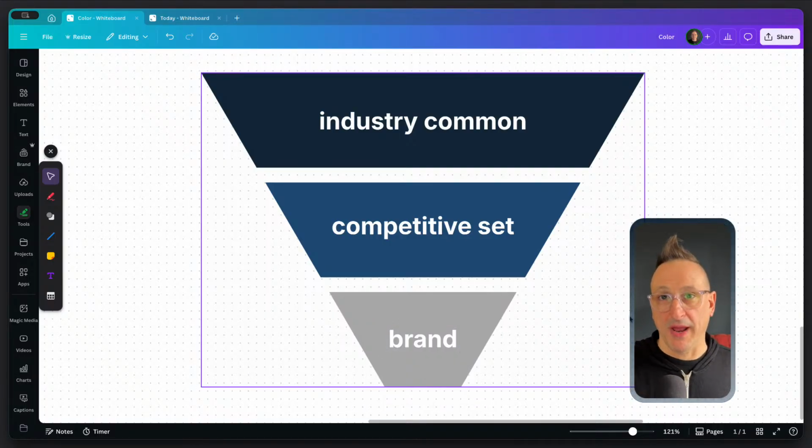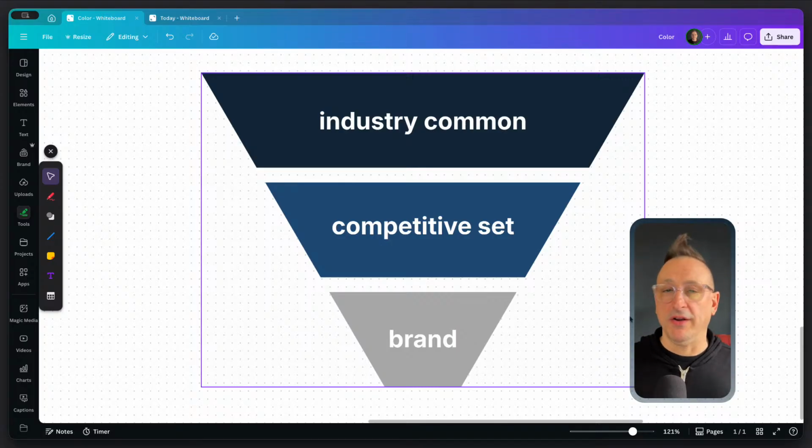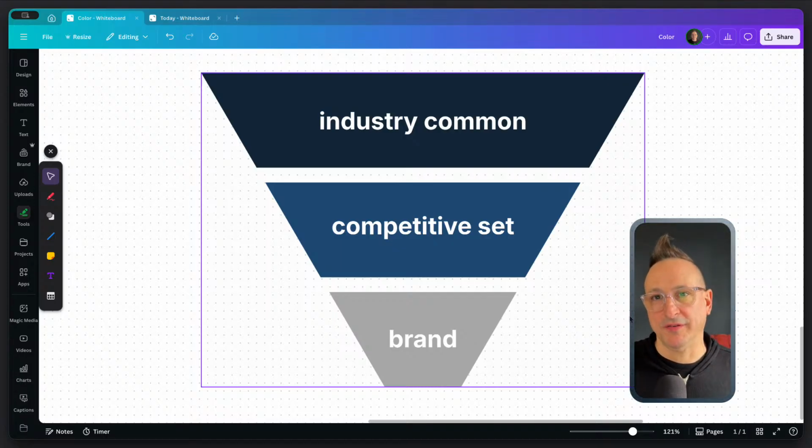Understanding the brand, its goals, the people behind the brand in leadership, whether it's the owner or the director and VP levels, understanding their personality, the voice and tone of the brand and what it is they're trying to convey and achieve in market will help you understand how much risk you can take when you're departing from industry commons and the competitive set from a color standpoint.